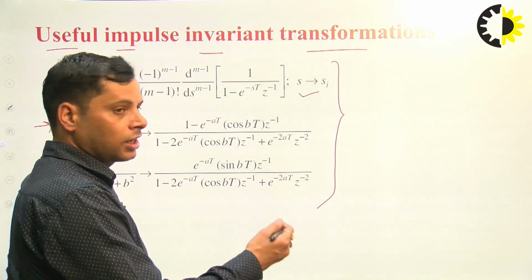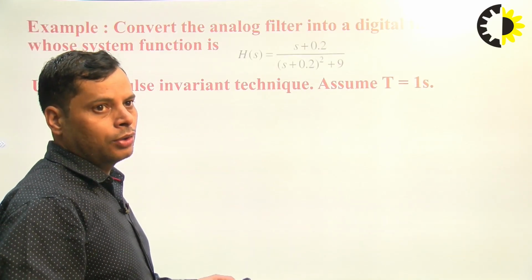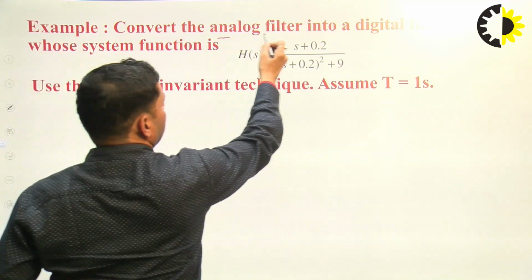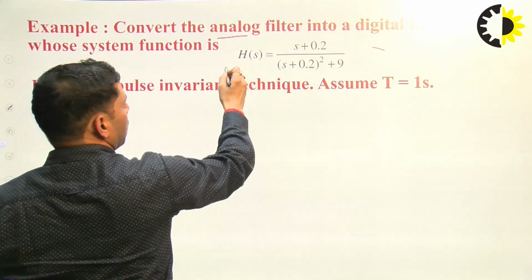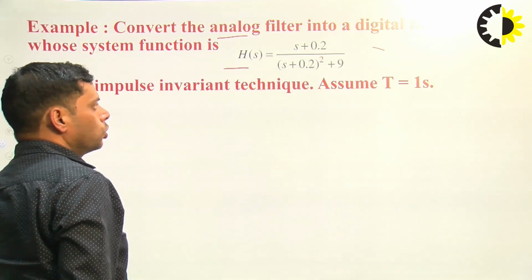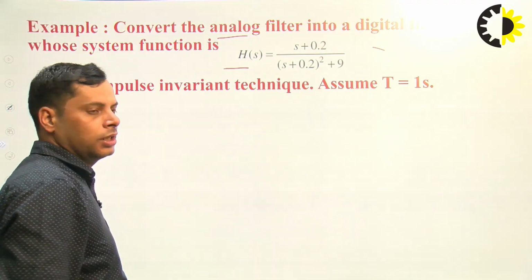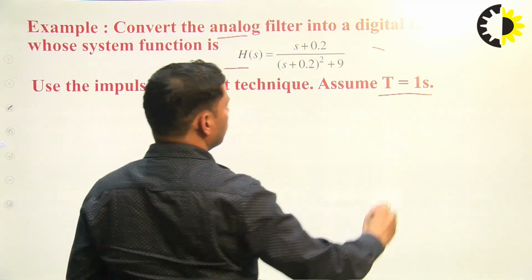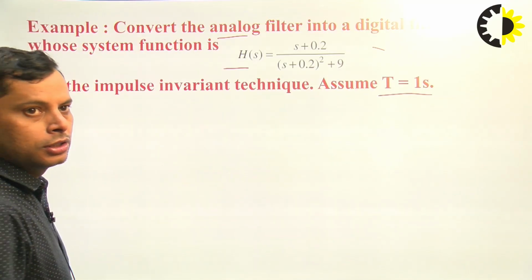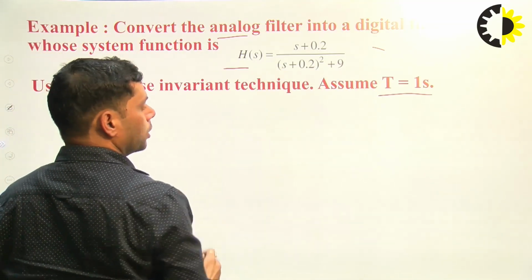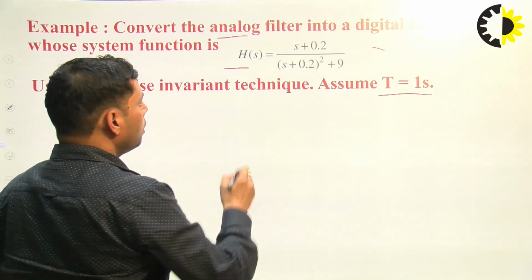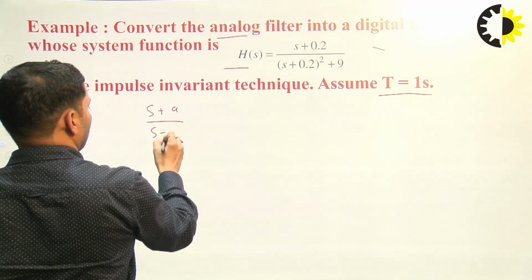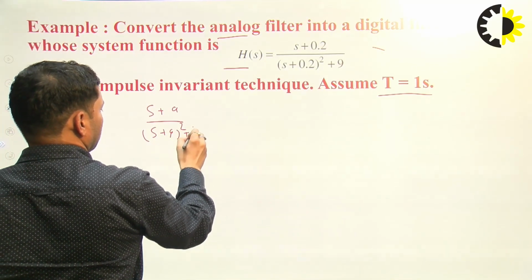So we are considering an example of how it can be applied. Convert an analog filter into a digital filter whose system function Ha(s) is equal to (s plus 0.2) upon (s plus 0.2) square plus 9. Use the impulse invariant technique, assuming T is equal to 1 second. What we have to do here is compare it with the standard form, (s plus a) upon (s plus a) square plus b square.